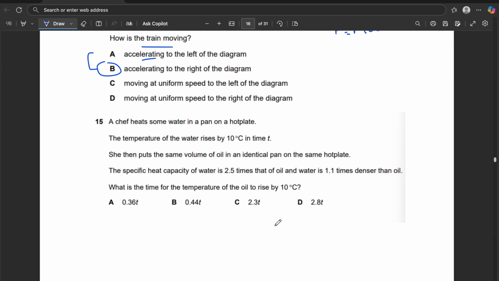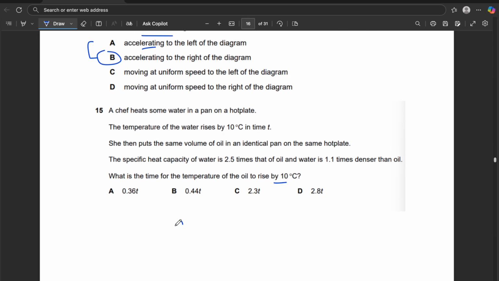A chef heats some water in a pan on a hot plate. The temperature of the water rises by 10 degrees Celsius in time t. She then puts the same volume of oil in an identical pan on the same hot plate. The specific heat capacity of water is 2.5 times that of oil, and water is 1.1 times denser than oil. What is the time for the temperature of the oil to rise by 10 degrees Celsius?